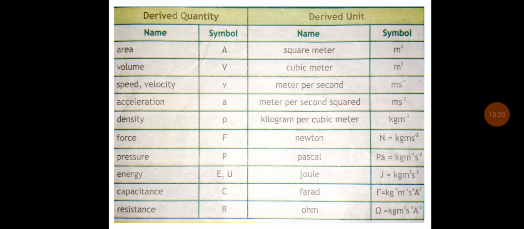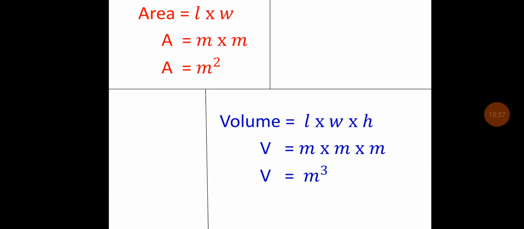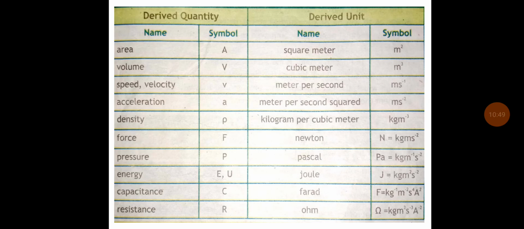So how can we obtain this m square, this m cube and meter per second? Here on the slide you can easily see that area has the formula length into width. Width is also a length. The unit for length is meter and the unit for width is meter. So m into m becomes m square. So area equals m square. Here the unit for area is meter square.